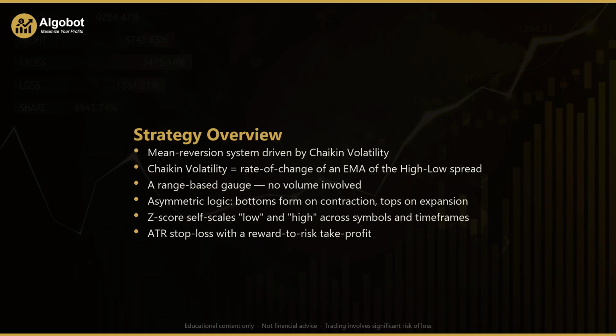isn't reliably available. To make low and high meaningful across different symbols and timeframes, the strategy converts Chaikin volatility into a z-score over a configurable lookback. A z-score simply tells you how many standard deviations the current reading sits from its own recent average, so the same threshold works whether you're on a fast chart or a slow one. This is a single timeframe system. It runs on whatever chart period you attach it to, and it acts once per completed bar rather than on every tick.